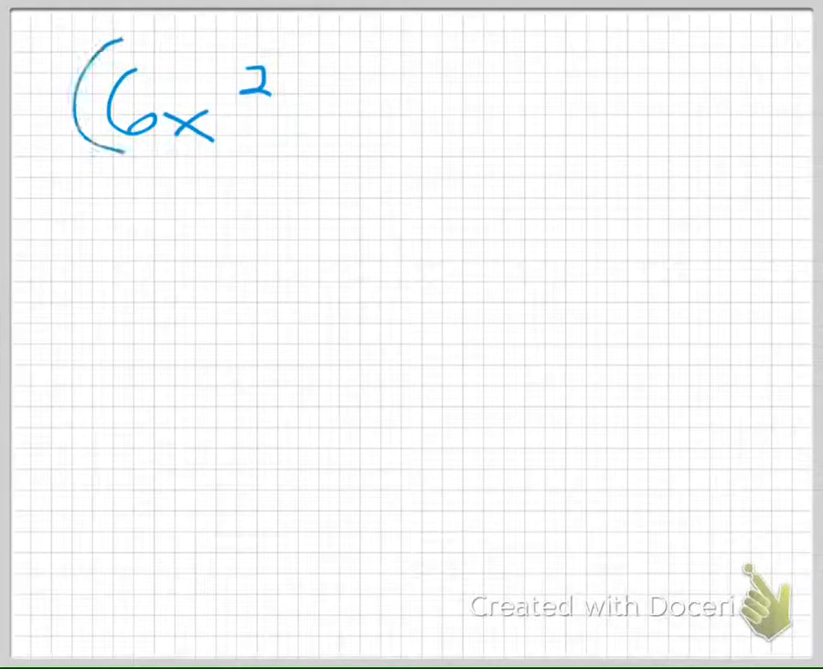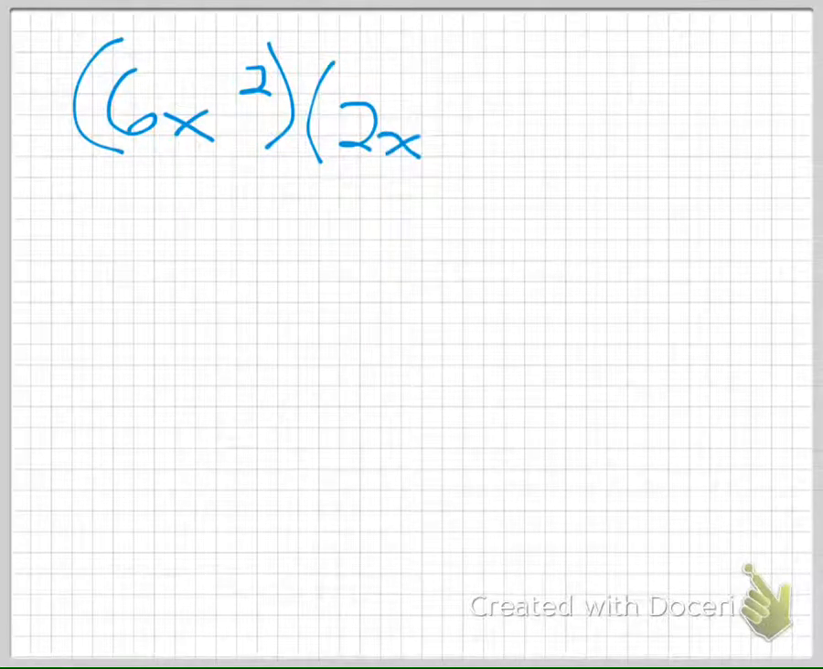Let's look at this now. Let's multiply them. What if I have this, 6x squared times 2x to the 8th? We've done this, I believe, already this year a little bit. Right? What do I do with this? I need to multiply them. Can I multiply these two things?